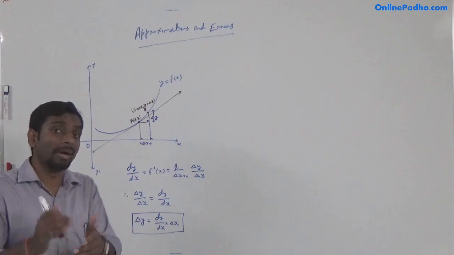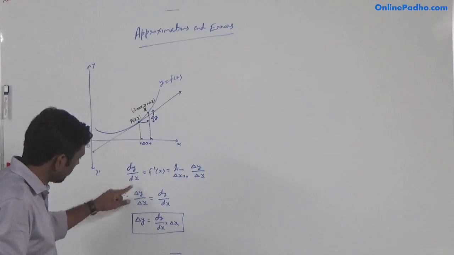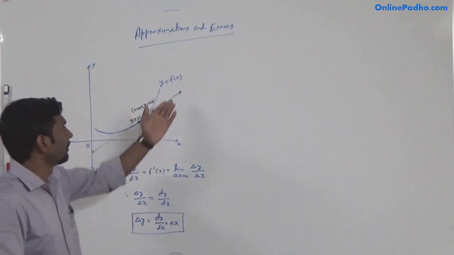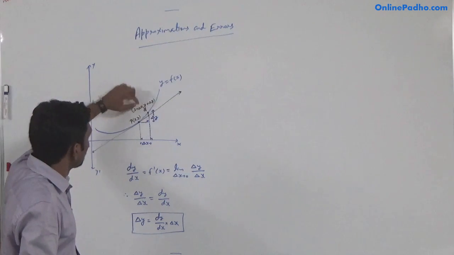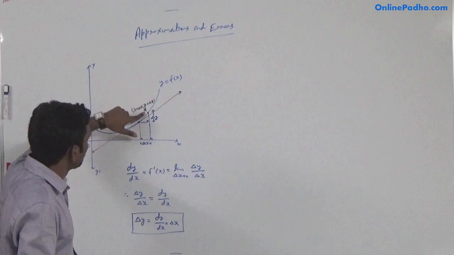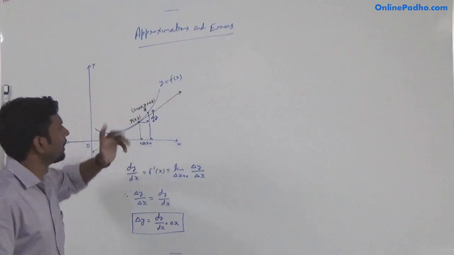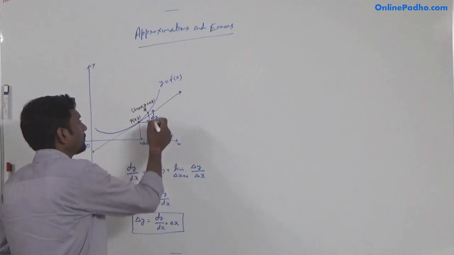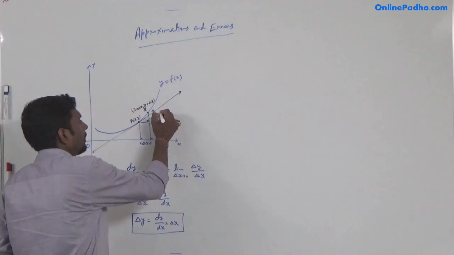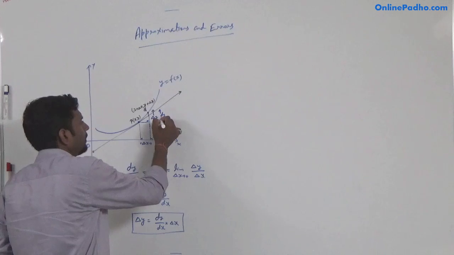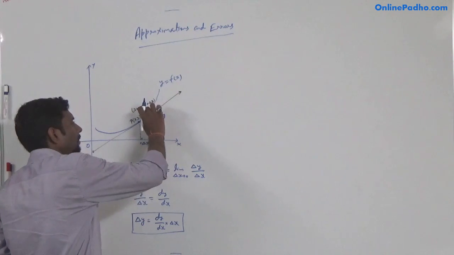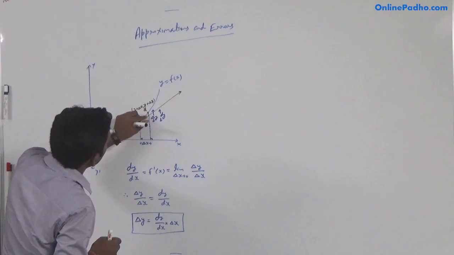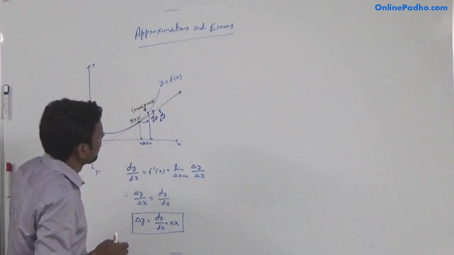Now if you have to find y plus delta y, you can add y to this delta y. We will get y plus delta y. So this point can also be written as x plus delta x comma f(x plus delta x), that is y plus delta y. So what do we mean by dy? This small length is called dy and this length is called delta y.